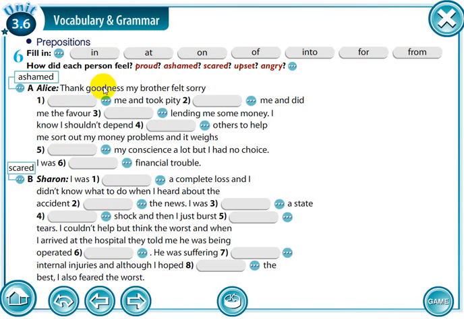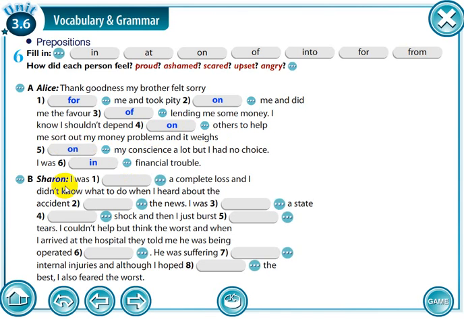Alice: Thank goodness. My brother felt sorry for me, and took pity on me and did me the favor of lending me some money. I know I shouldn't depend on others to help me sort out my money problems, and it weighs on my conscience a lot, but I had no choice. I was in financial trouble.